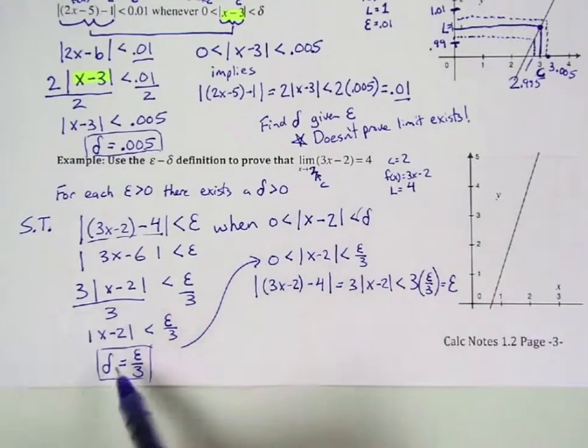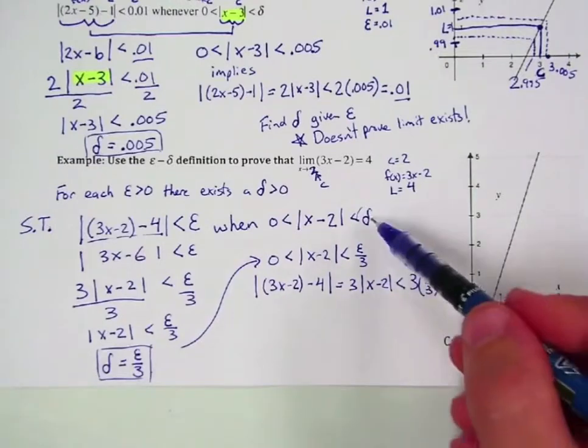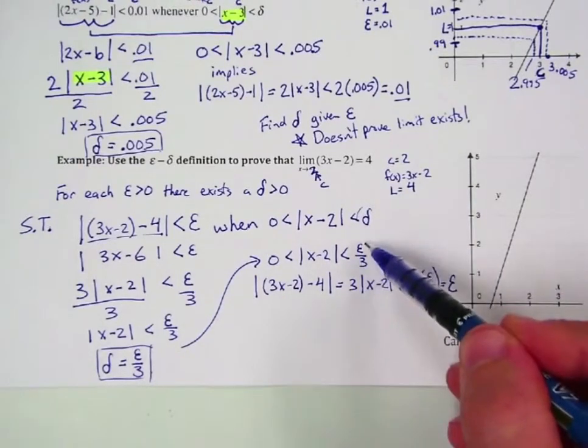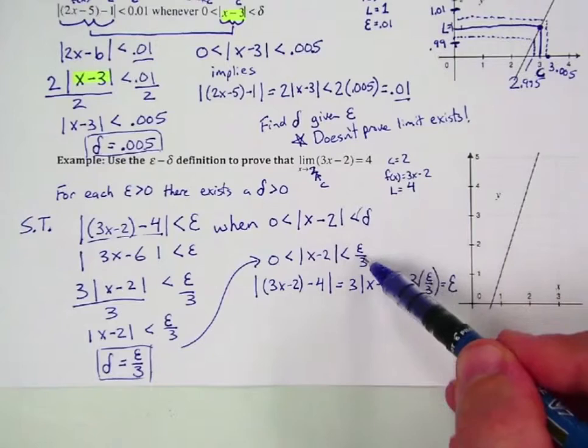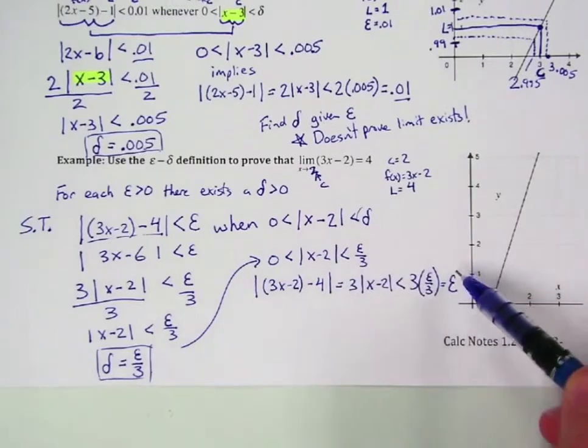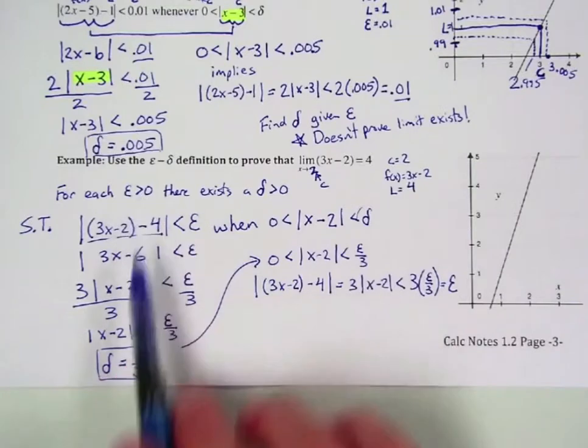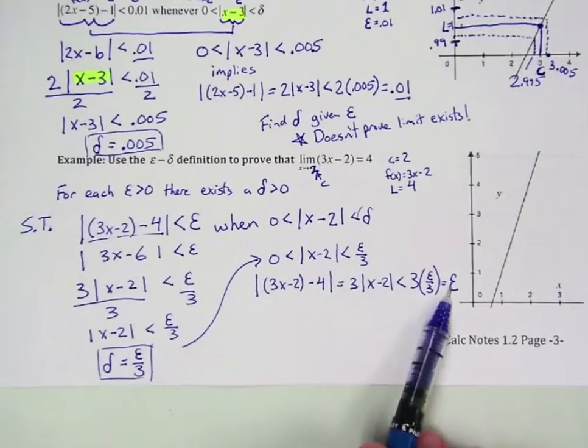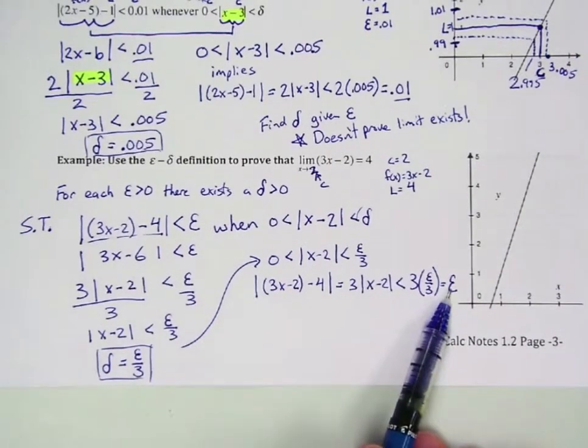So what we've done here is we found delta is epsilon over 3. When we plug it back in here, epsilon over 3 for delta, we end up being left with just epsilon. So for any epsilon greater than 0, if this is our delta, we know we're going to get back epsilon. And so it's going to work.